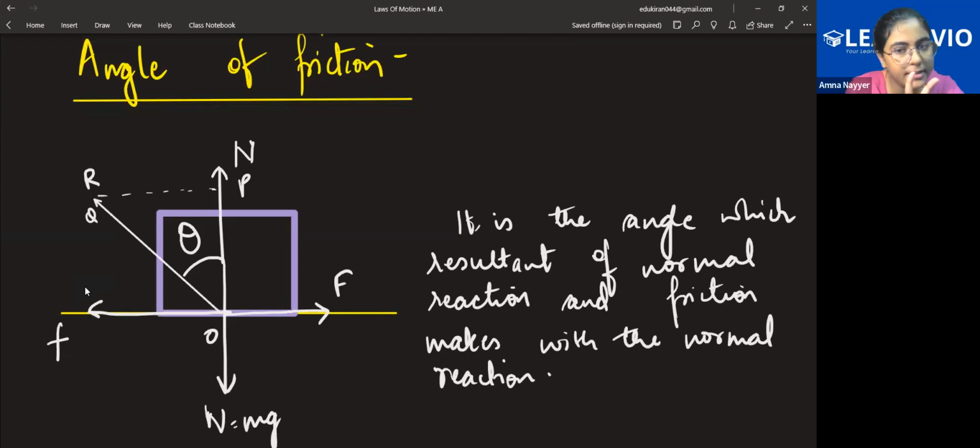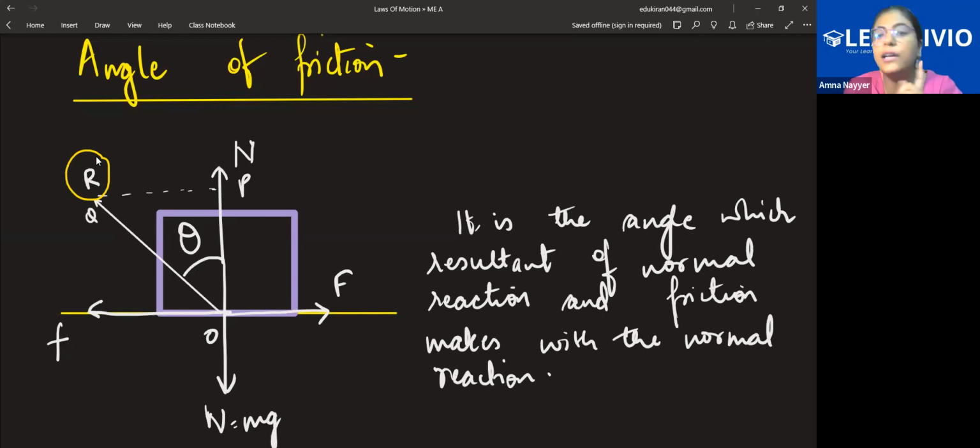If two vectors represent the adjacent sides of a parallelogram, the resultant is given by joining the diagonal. Suppose I have this parallelogram, the diagonal will be this. This will be the resultant. It is the resultant of normal reaction and the frictional force, right? This resultant I'm talking about, this R, is the resultant between the normal reaction and the frictional force.